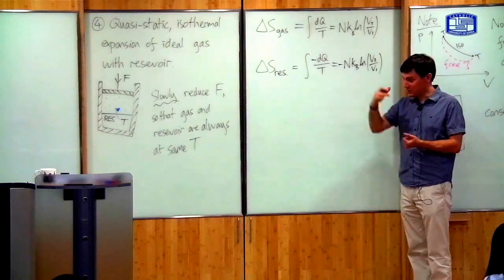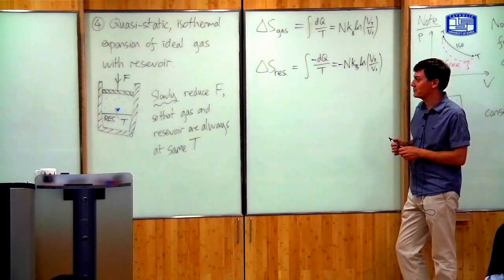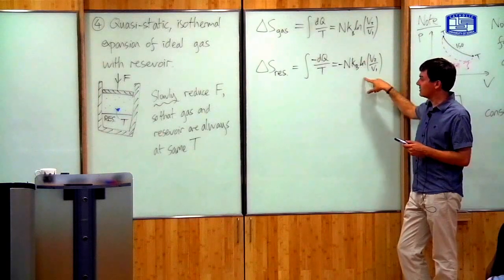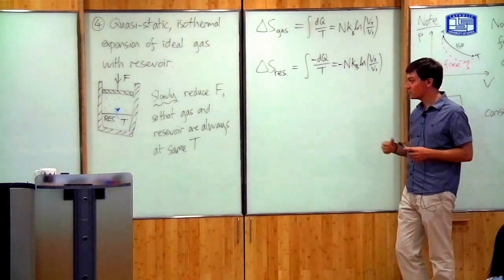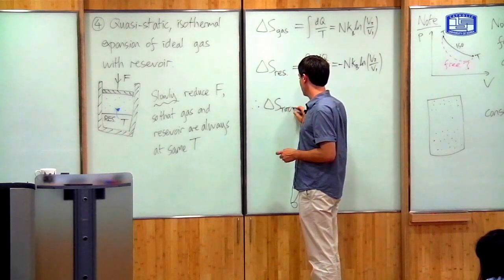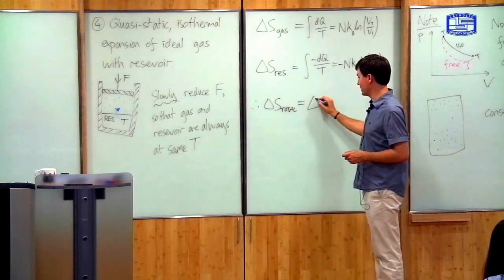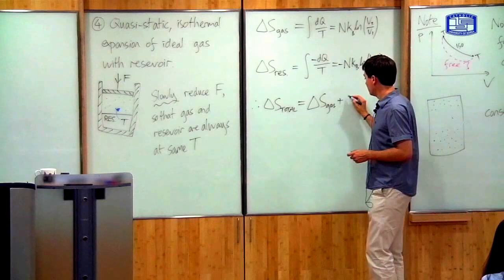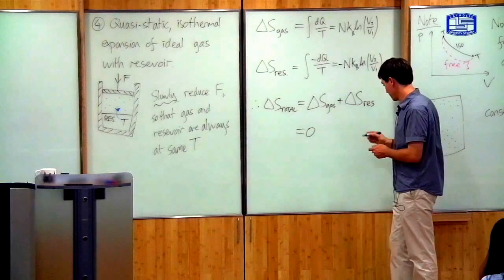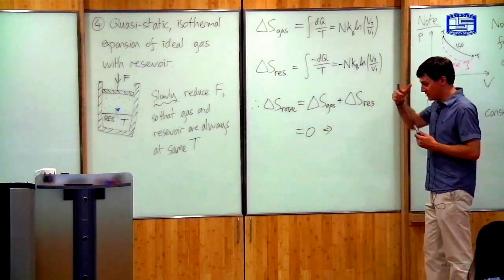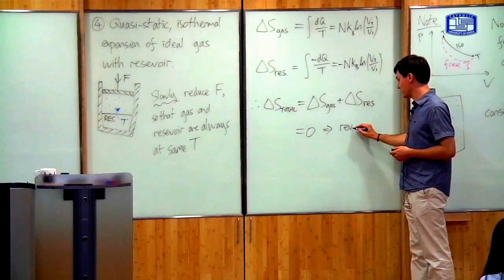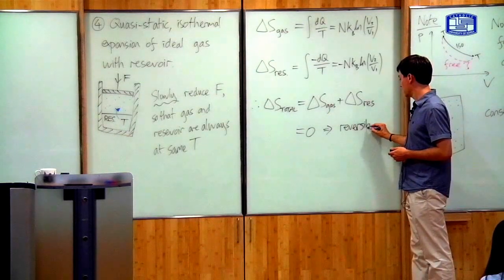So in a slow isothermal expansion with a reservoir, the change in entropy of the gas is minus the change in entropy of the reservoir, and therefore the total change in entropy is zero. Total change in entropy, which is equal to the change in entropy of the gas plus the change in entropy of the reservoir, this is equal to zero. And because the total change in entropy is equal to zero, this means that you can go both ways. So this is an example of a reversible process.